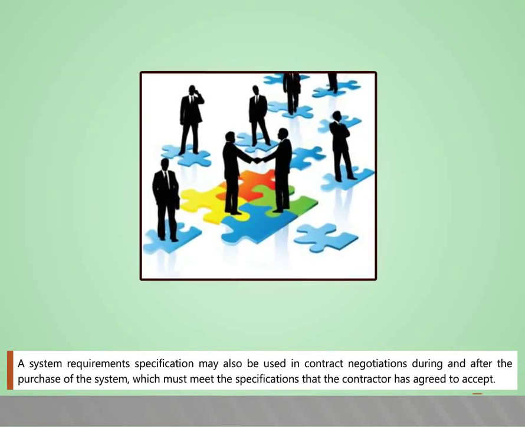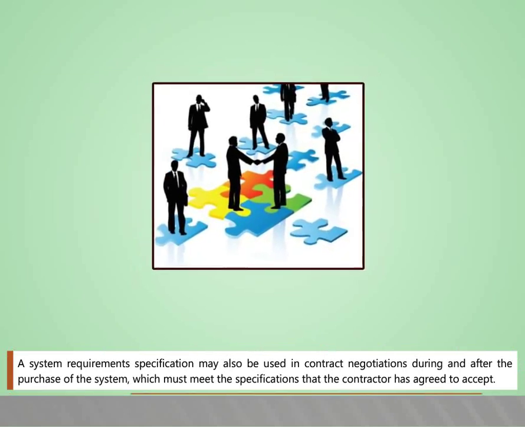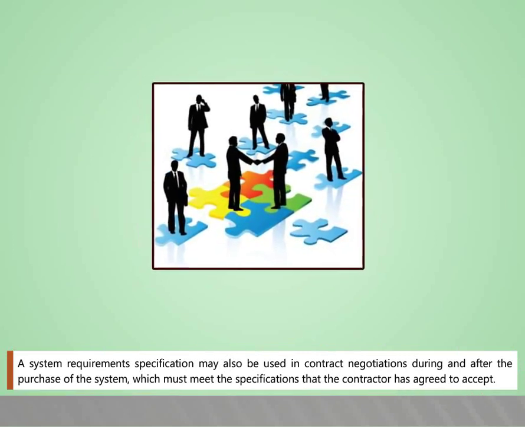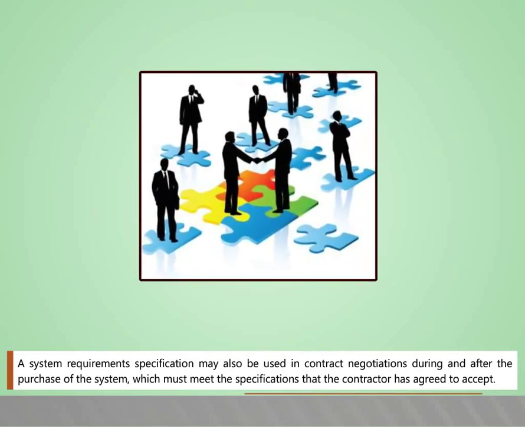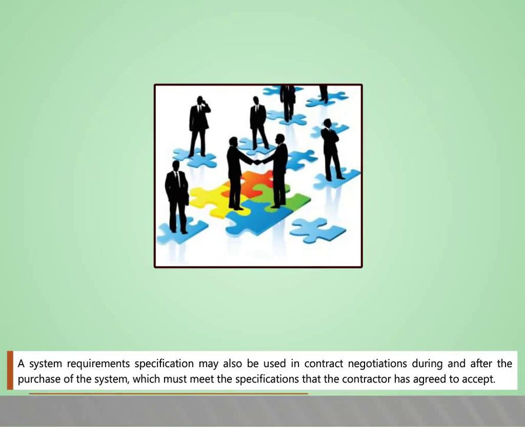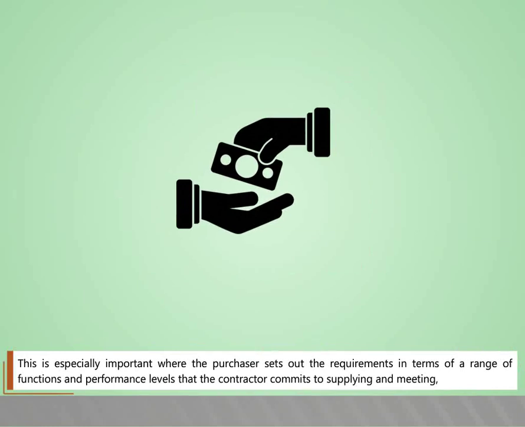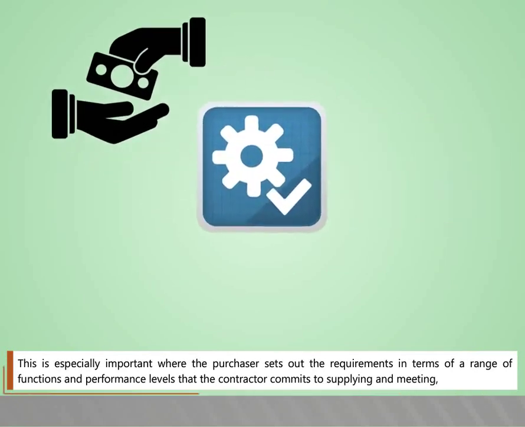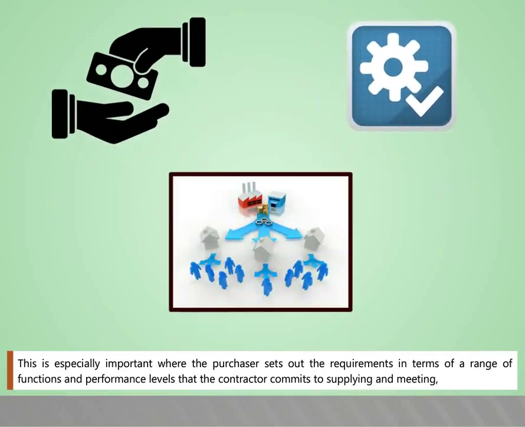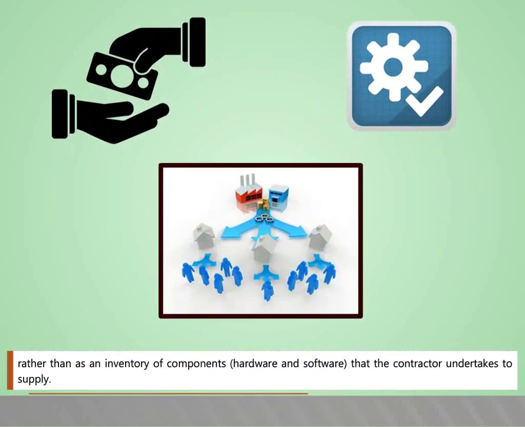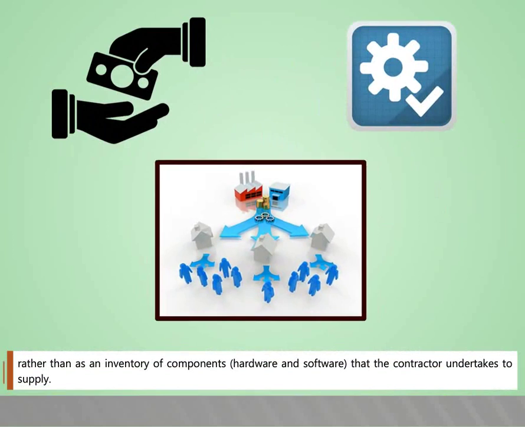A system requirement specification may also be used in contract negotiations during and after the purchase of the system, which must meet the specifications that the contractor has agreed to accept. This is especially important where the purchaser sets out the requirements in terms of a range of functions and performance levels that the contractor commits to supplying and meeting, rather than as an inventory of components, that is hardware and software, that the contractor undertakes to supply.